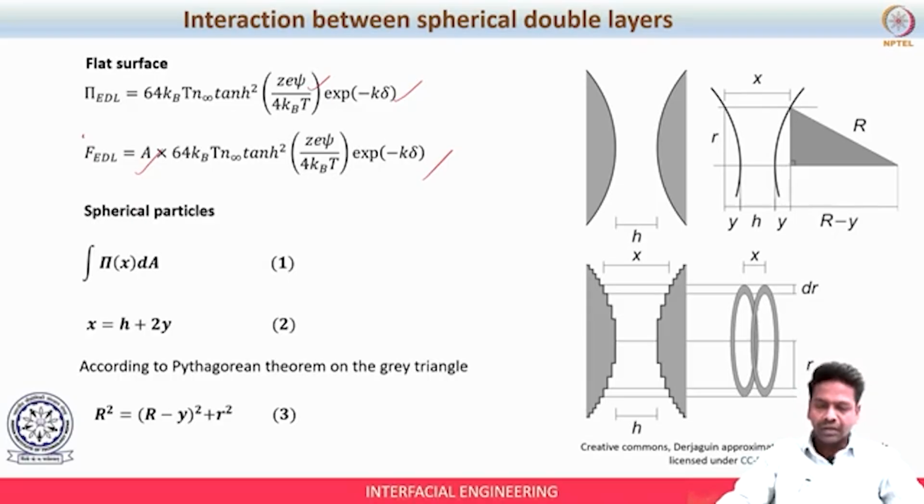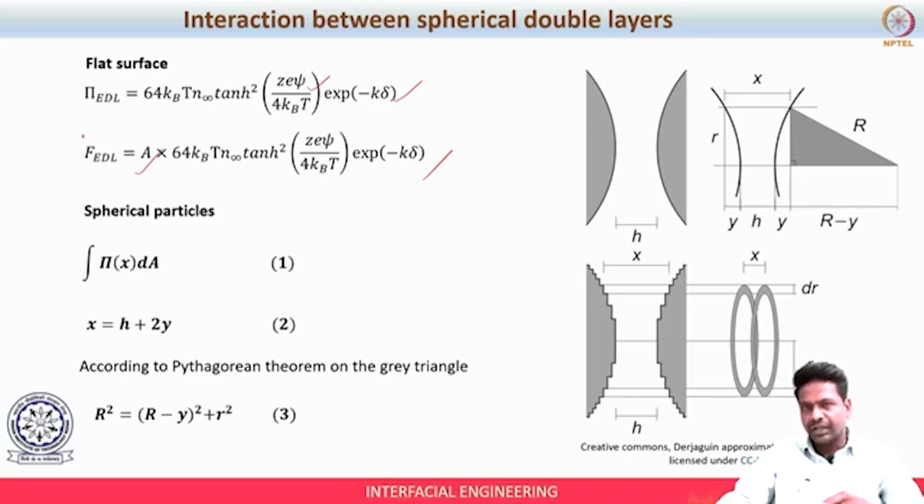The question that we are asking is, can we use this equation as it is for spherical double layers? The answer is no, because you can't use it one-to-one, because of the curvature effect.